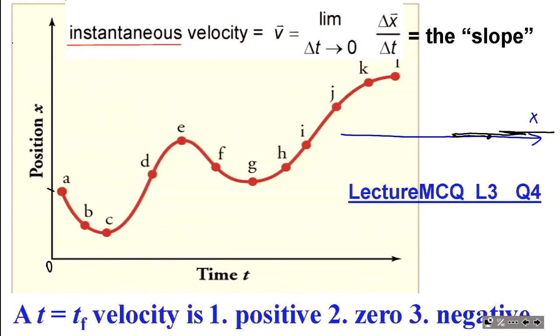And my analysis also helped to answer this question, because if at point F the object was moving to the left, that means velocity is what? Negative, yeah. Or we could draw a tangent line, look at it, we see the slope is negative.